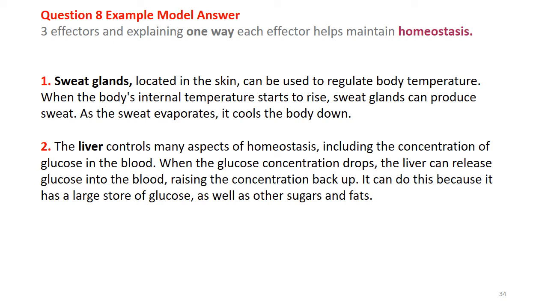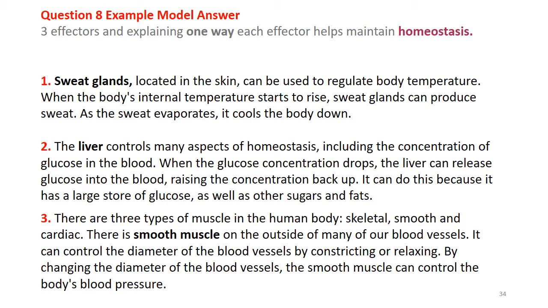Another effector, the liver, controls many aspects of homeostasis, including the concentration of glucose in the blood. When the glucose concentration drops, the liver can release glucose into the blood, raising the concentration back up. It can do this because it has a large store of glucose, as well as other sugars and fats.